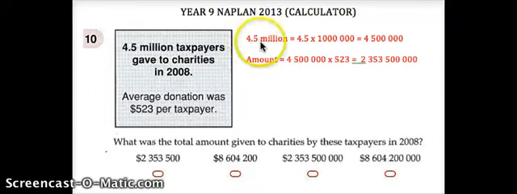Okay, now 4.5 million, we need to write it as a number rather than 4.5 million. So it's 4.5 times 1 million, which has 6 zeros. So entering that on your calculator, 4.5 times 1 million is 4,500,000. Now we multiply the 4,500,000 by $523, and that gives us a total of 353,500,000, and that answer is the third one there. So you can just shade that bubble in.